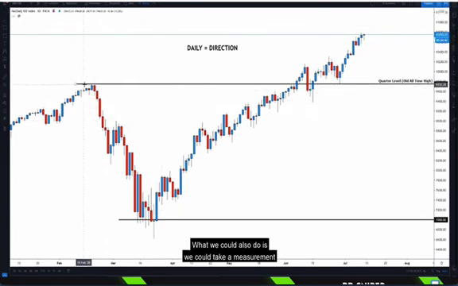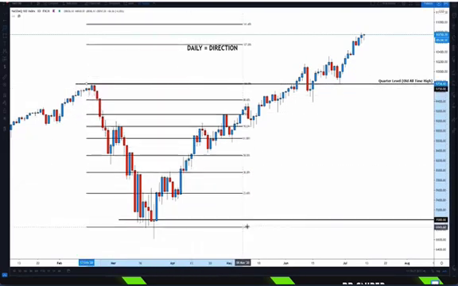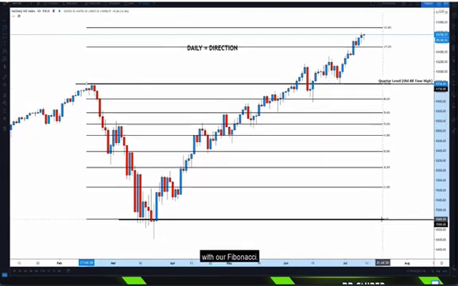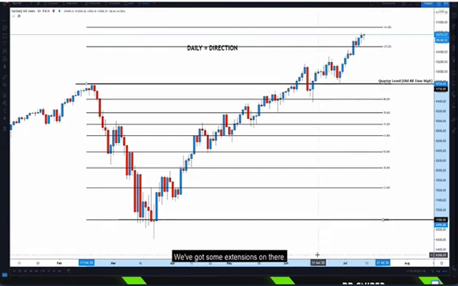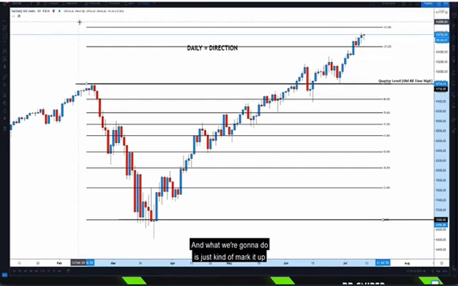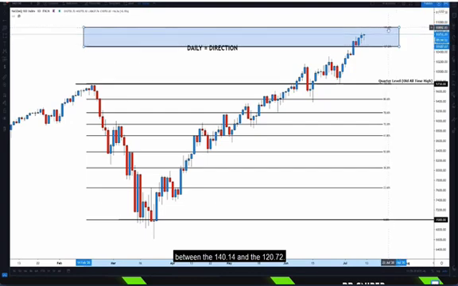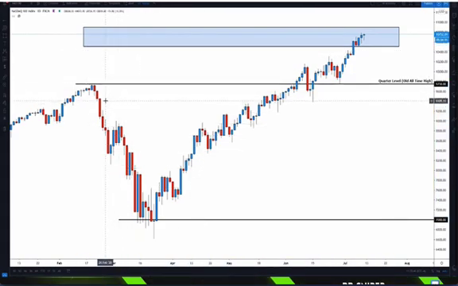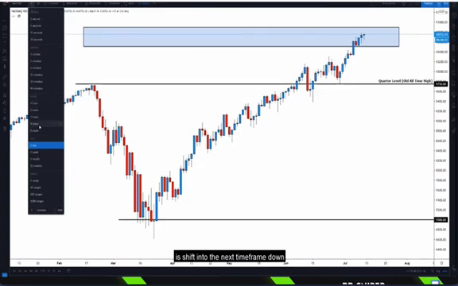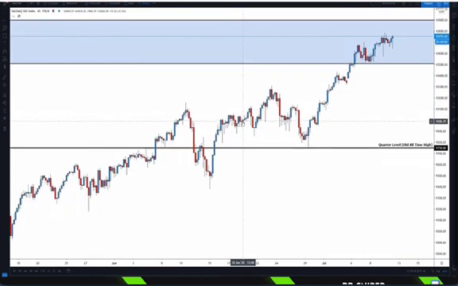What we could also do is take a measurement with our Fibonacci. We've got some extensions on there, and what we're going to do is just mark it up with a box for this moment between the 141.4 and the 127.2. And we're going to clean up the chart. We're going to take the fibs off. And what we're going to do at this point is shift into the next time frame down that we're going to be considering in this training, which is the 4-hour chart.